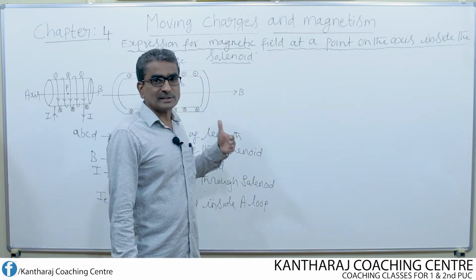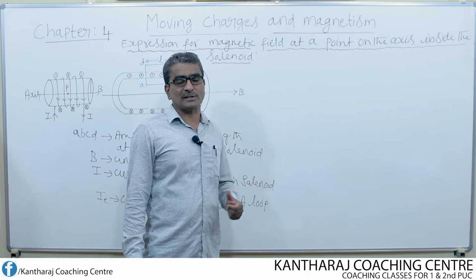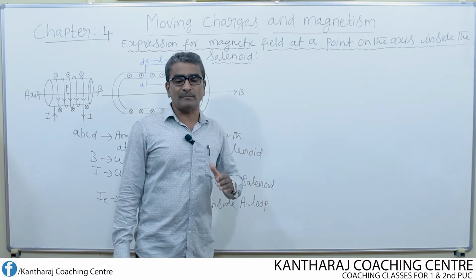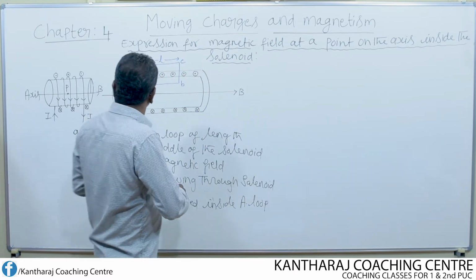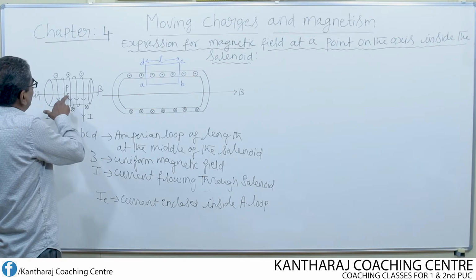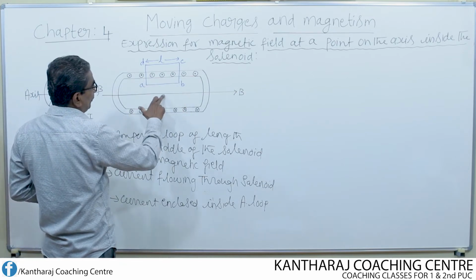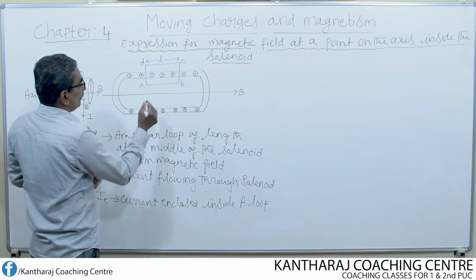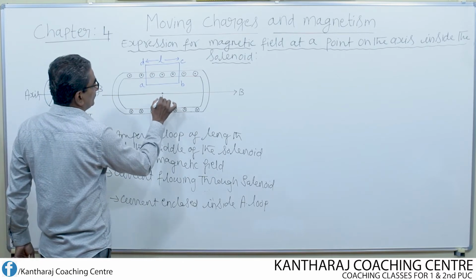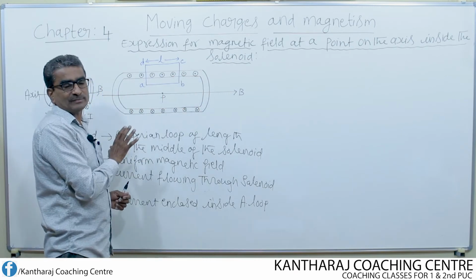Now using this Ampere's circuital law, let us derive an expression for the field inside the solenoid but not outside the solenoid. So this is the solenoid. Say for example I choose a point P somewhere here inside the solenoid. Then what will be the magnetic field? Find it out. Now this is nothing but the cross-sectional view of the solenoid.